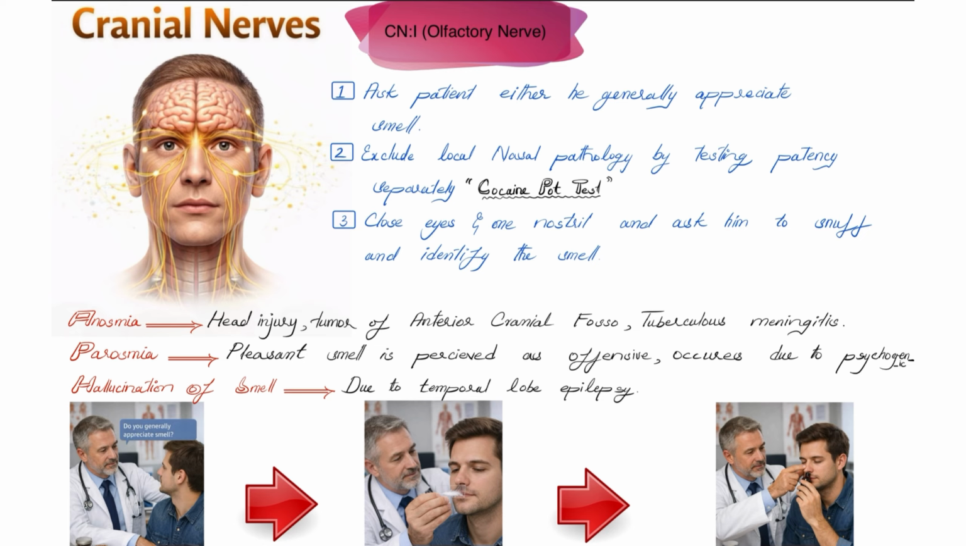Trauma to the olfactory nerve leads to anosmia, that is, the patient is not able to appreciate scent or smell, and this may be caused by head injury, tumor of the anterior cranial fossa, or tuberculous meningitis. Or if there is a non-organic cause, then this may lead to parosmia, meaning a pleasant smell is perceived as offensive, and this occurs in psychogenic causes. And there can even be hallucination of smell. Hallucination means to perceive a stimulus which does not even exist, and this occurs in temporal lobe epilepsy or seizure.